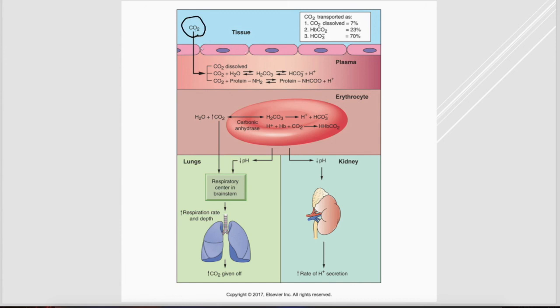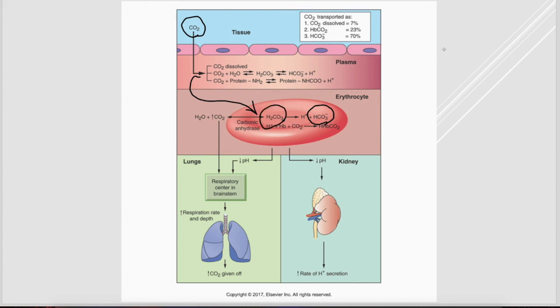CO2 enters the blood. Some of it's dissolved in plasma, some of it is bound to hemoglobin, but 70% of it will actually enter red blood cells and undergo this reaction that, along with water, will form carbonic acid and bicarb. Bicarb, remember buffer systems, weak acids and weak bases. Bicarb is the weak base, carbonic acid is the weak acid.